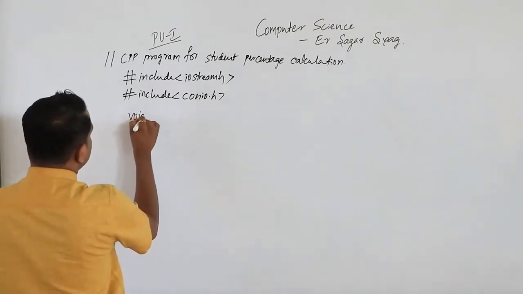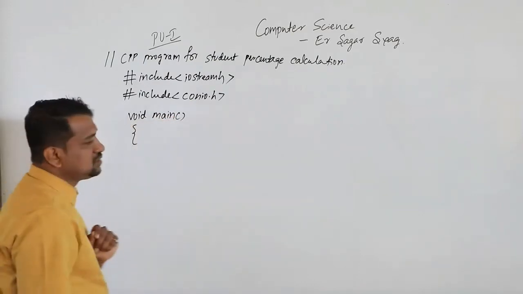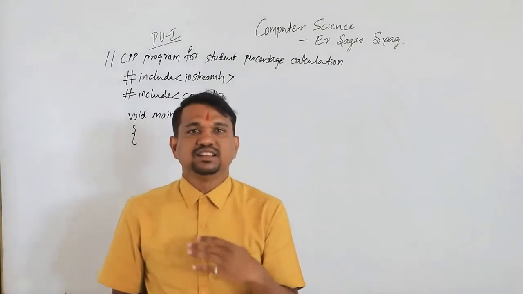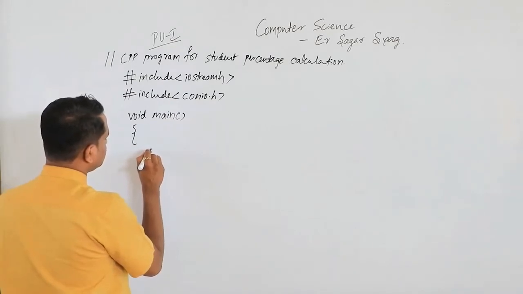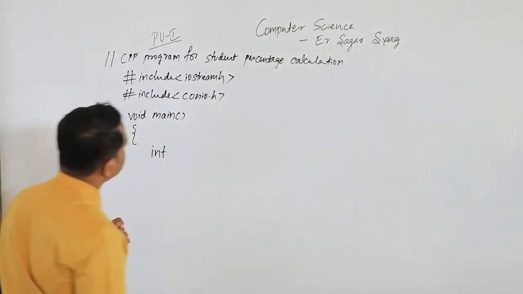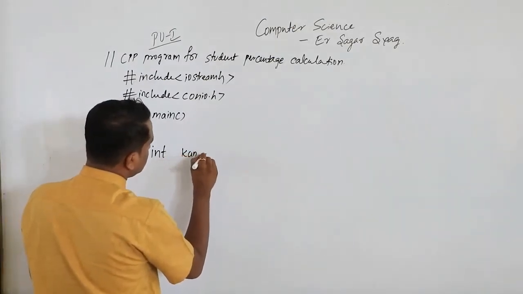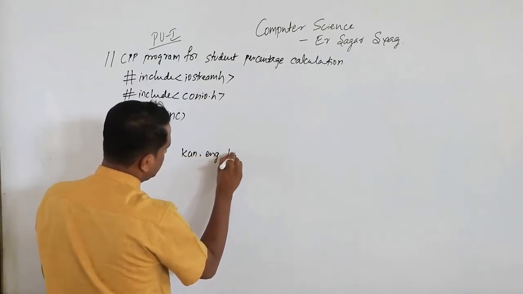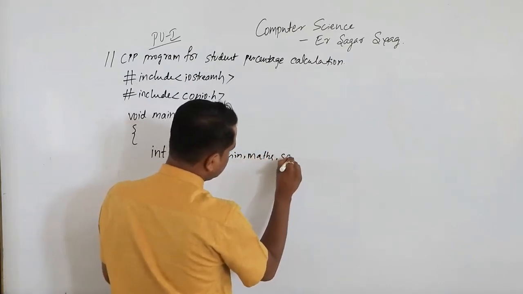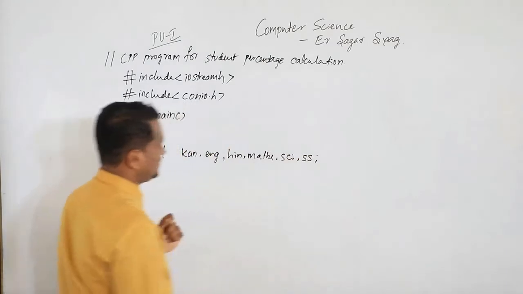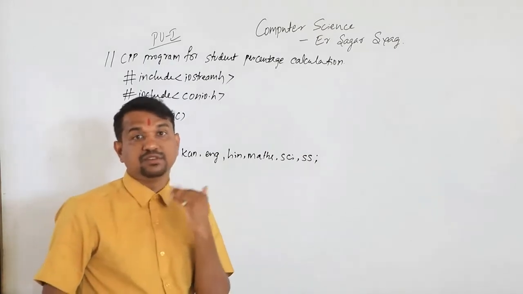Next, void main open bracket. So here I will take 6 subjects. First of all, int Kn, Eng, Hin, max, SSCI, double S. 1, 2, 3, 4, 5, 6 subjects I have taken.